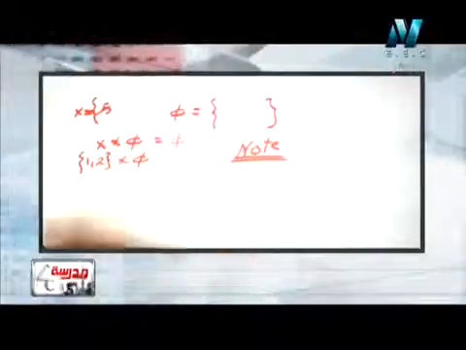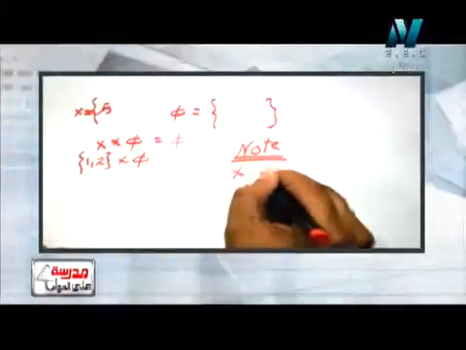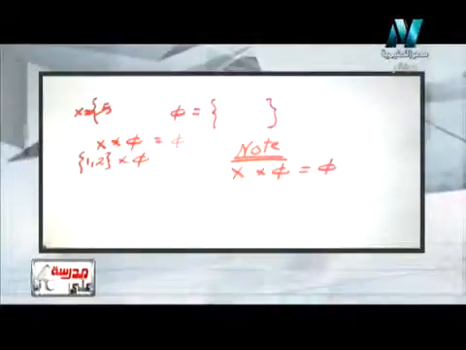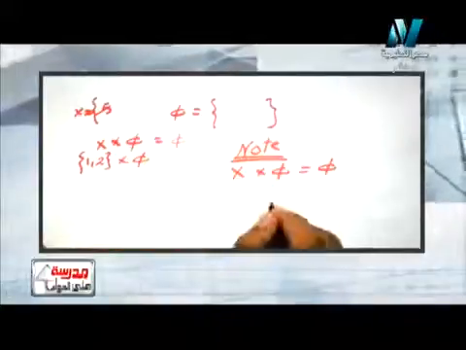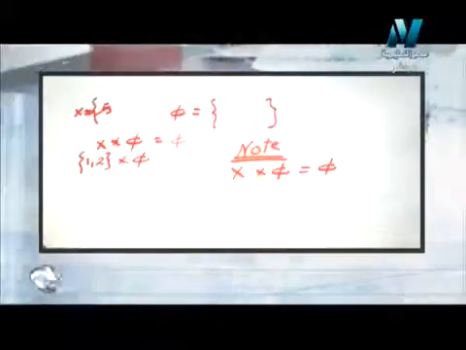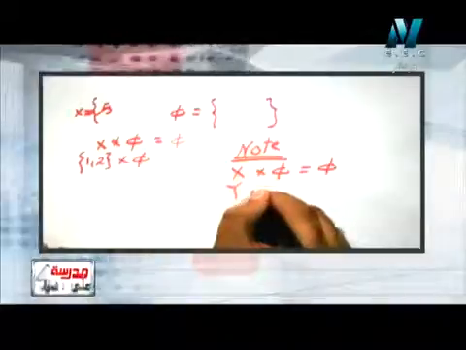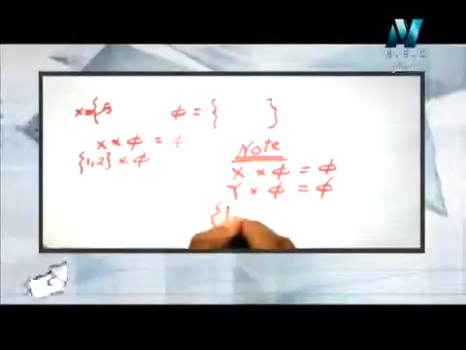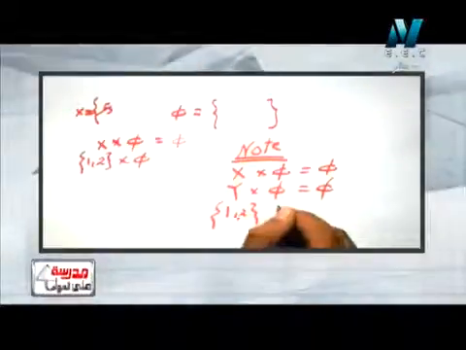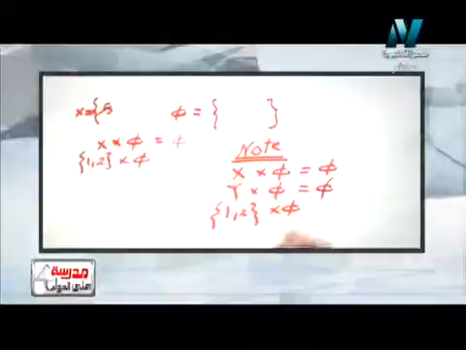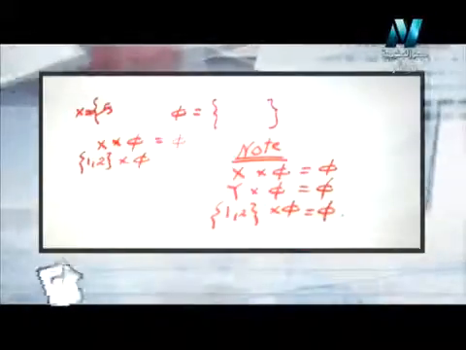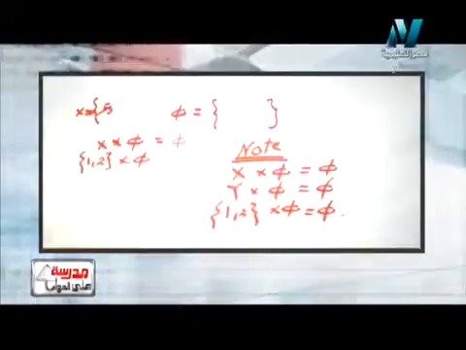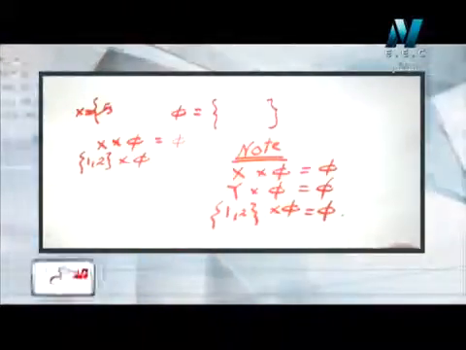This note says that X product phi equals phi. Is it only X? No, any set product phi equals phi. And if I say here Y product phi equals phi, another one, {1, 2} product phi equals phi. Okay? So X product phi equals phi. We can put here any set product phi equals phi.